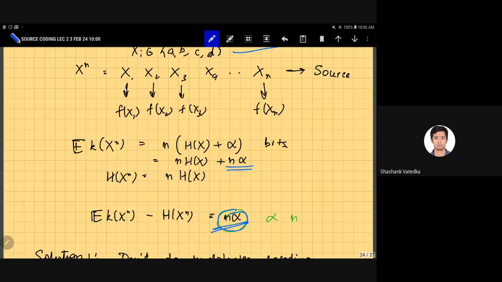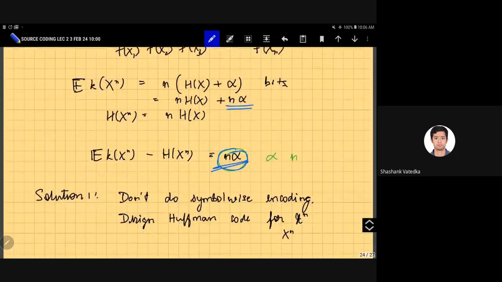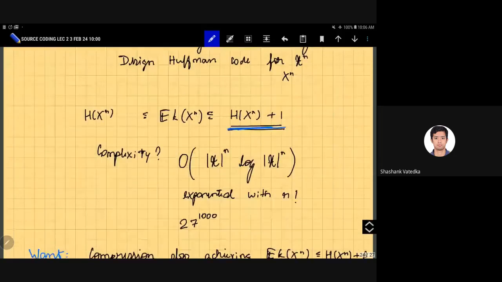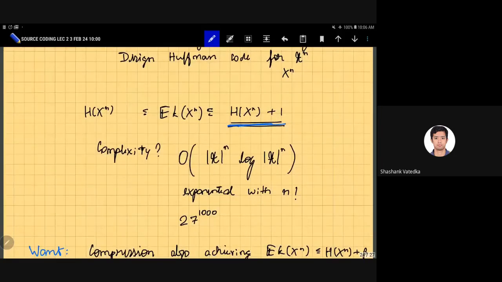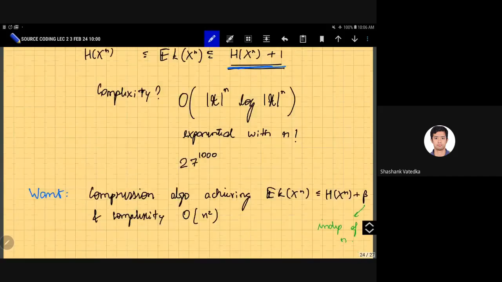We want to achieve a smaller expected length. So what we could do is do block-wise encoding using say Huffman codes, but we saw that that is not practically feasible because the complexity of constructing the Huffman tree grows exponentially in the alphabet size. So the complexity of designing a Huffman code would grow as at least the cardinality of X raised to the n for blocks of length n. Right? So in order to solve this problem, I introduced the arithmetic coding scheme.